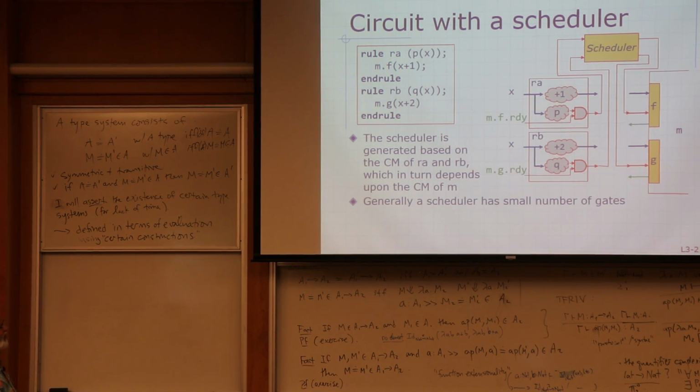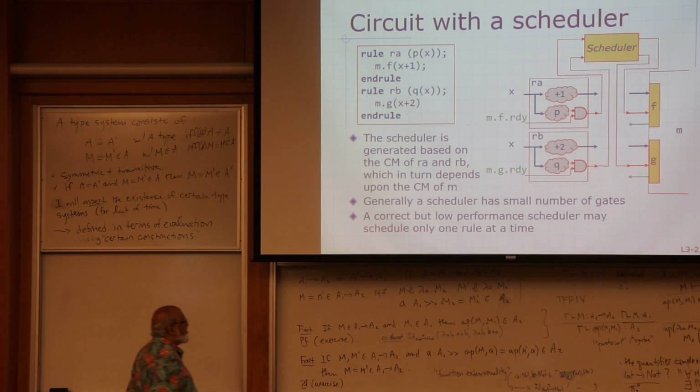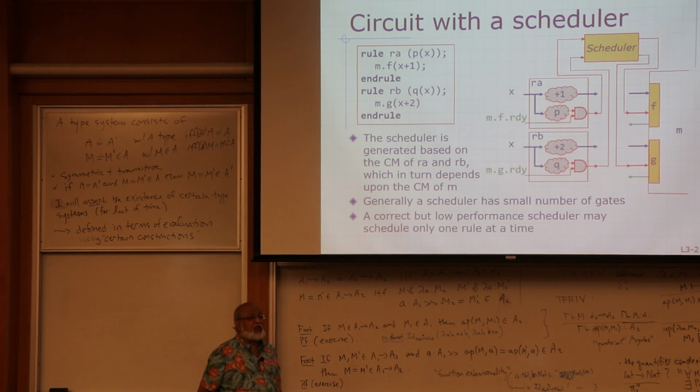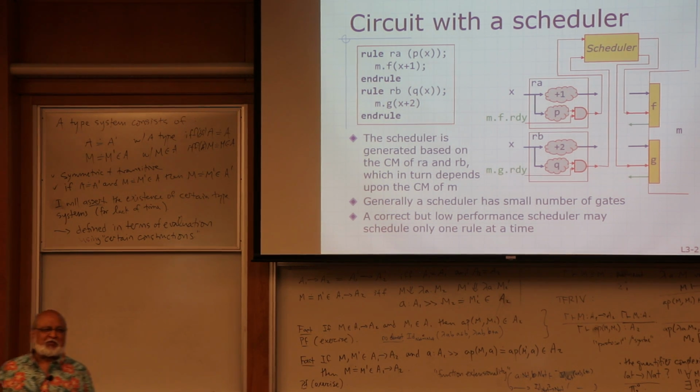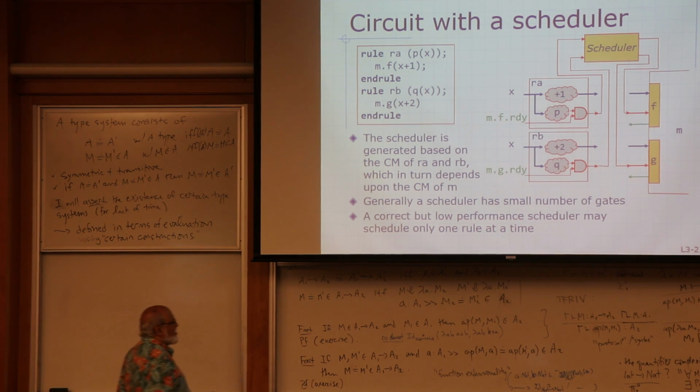Generally, a scheduler has a very small number of gates, right? It gets optimized away, right? A correct but low performance scheduler may schedule only one rule at a time. You can always do less. You don't have to try and execute every possible rule that is ready to go. But that's what the Bluespec compiler does. It tries to schedule as many rules as possible. Have you gotten the idea behind this? What's happening in this?